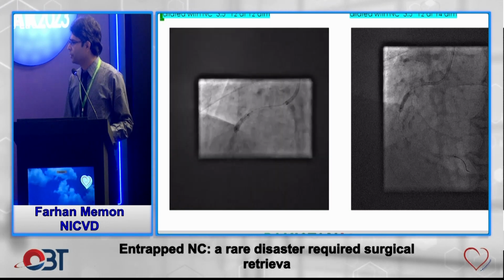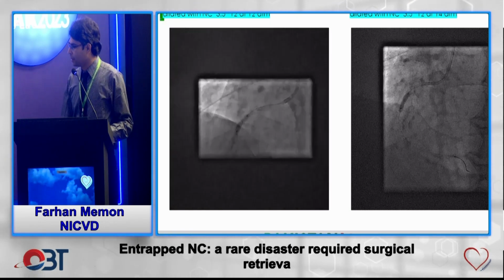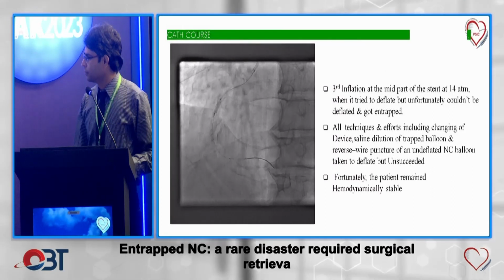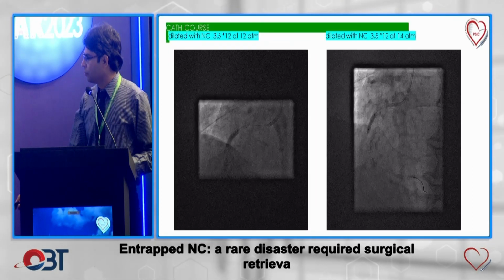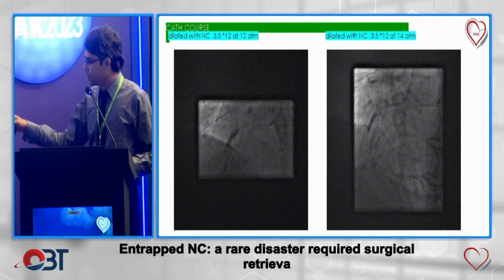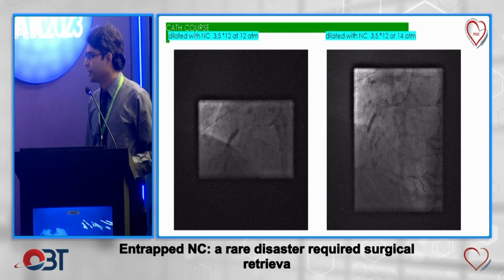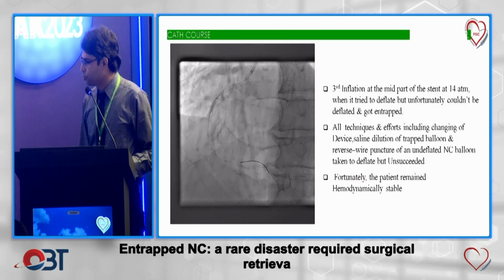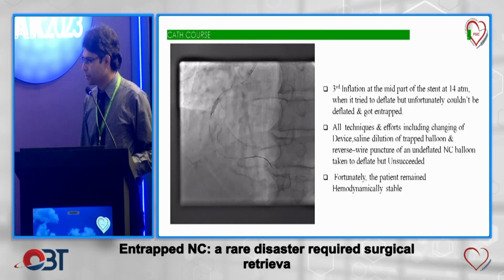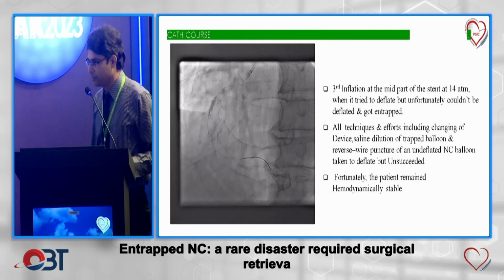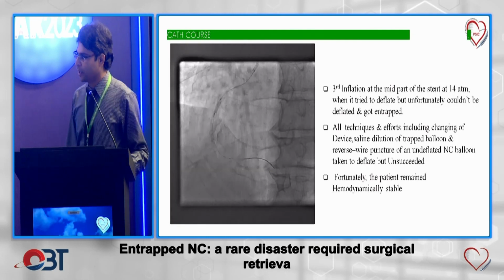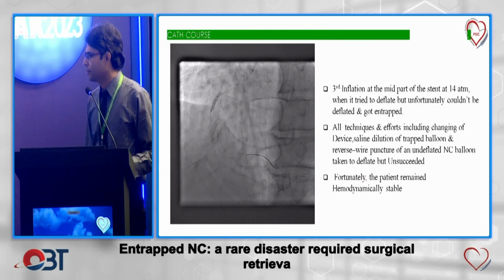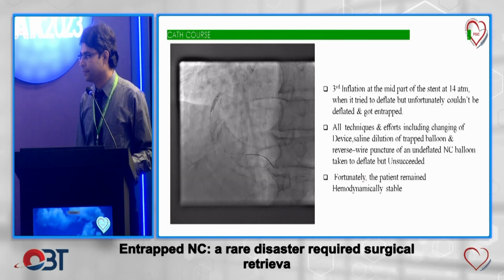This was the first inflation, and in the second slide, that was the second inflation at the distal part. When we came back to the first inflated part and tried to inflate at higher pressure, we went to 16 atmospheres. Unfortunately, the NC couldn't deflate.